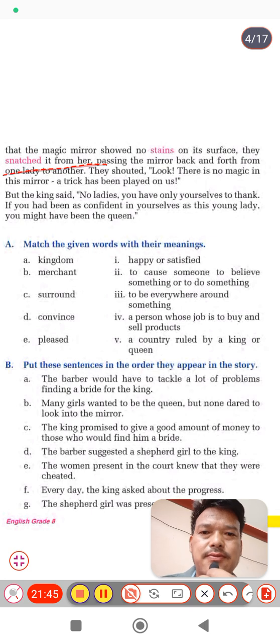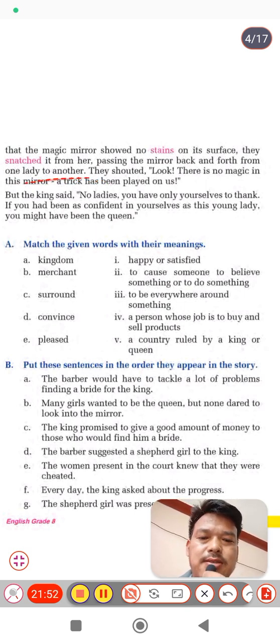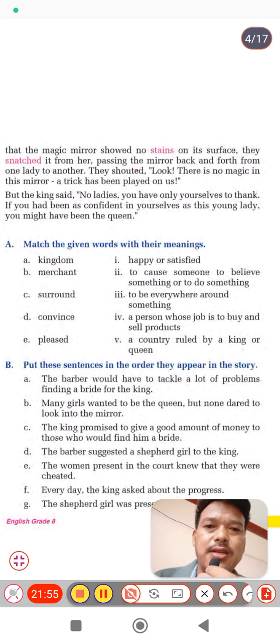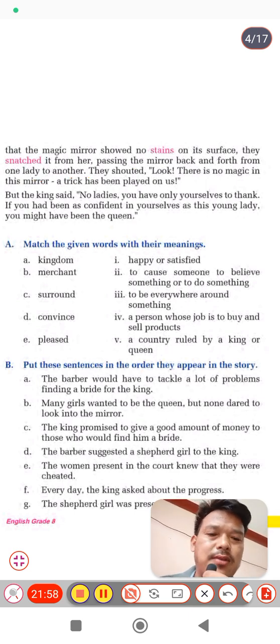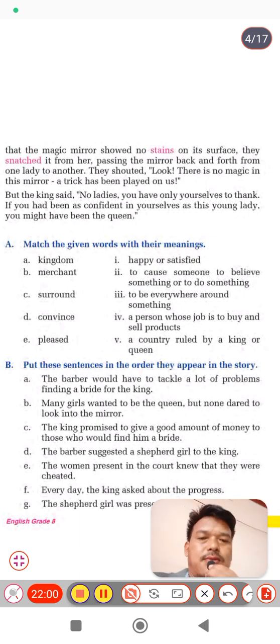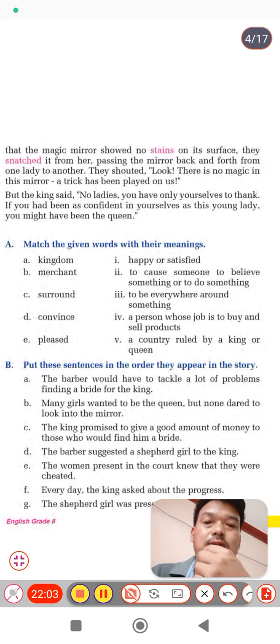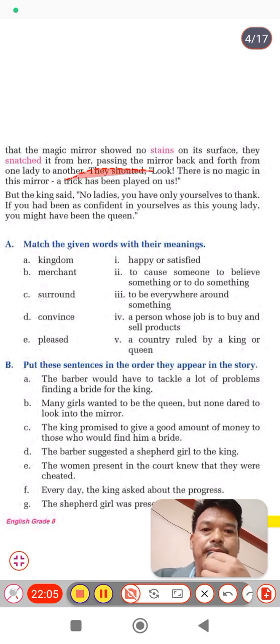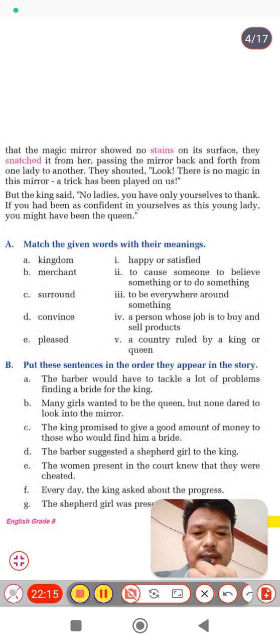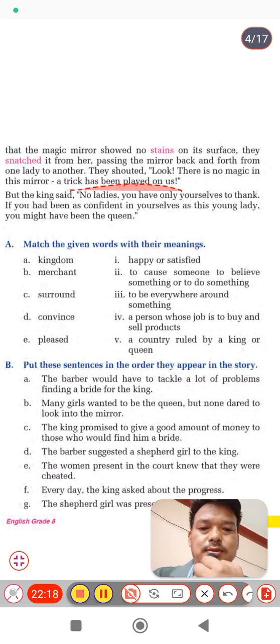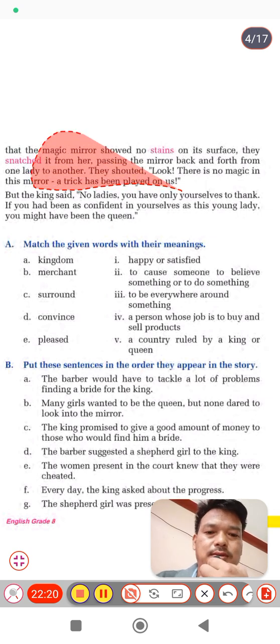They snatched it from her, passing the mirror back and forth from one lady to another. They shouted, "Look, look, there is no magic in the mirror!" They all shouted that this was not a magical mirror, it was a trick that was played on them. All the ladies shouted in the hall.